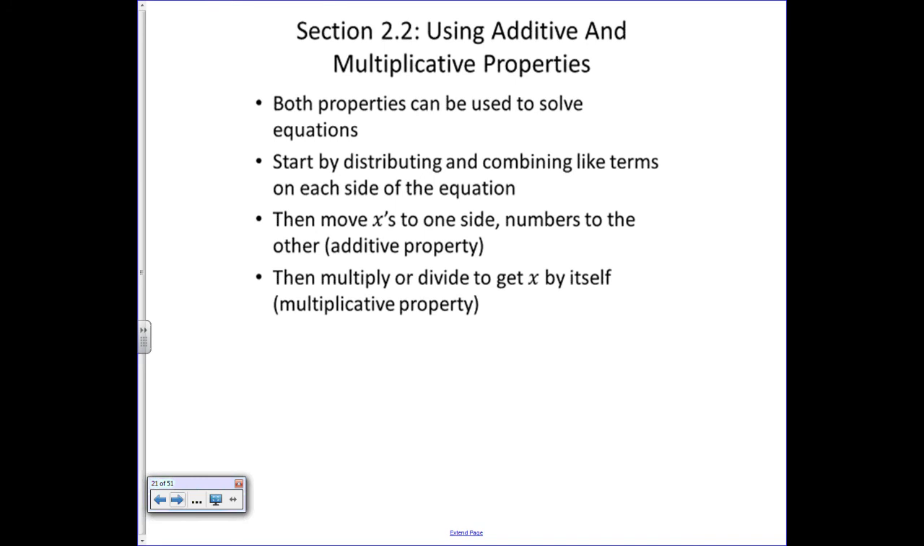So you can use both properties to solve equations. The process is still very similar. Start by distributing and combining like terms on each side of the equation. We want to move x's to one side and numbers to the other. That's part of the additive property. And then finally, once we've done that, we want to multiply or divide to get x by itself. And there we're going to use the multiplicative property.